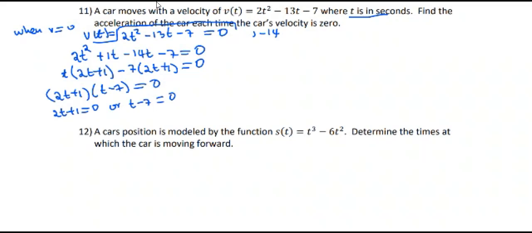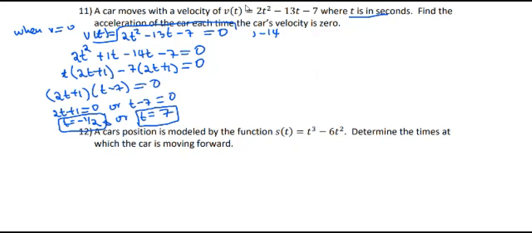So if we solve these, we get that t is equal to negative half, or that t equals 7. So again, if you have time, you could mess around with this, but the concept of negative time doesn't make much sense. So I won't do the work for this, and I don't think you have to. But now we have that the velocity is 0 when t is equal to 7.